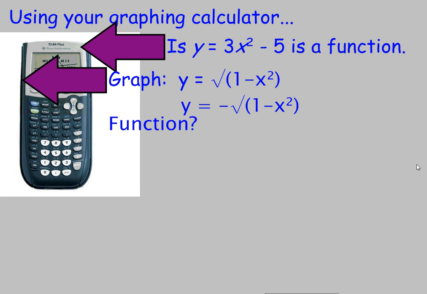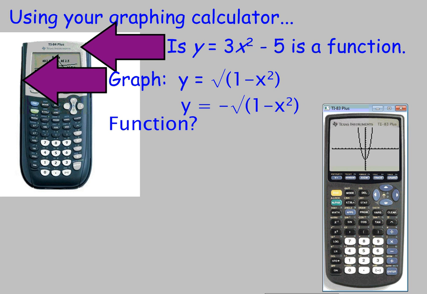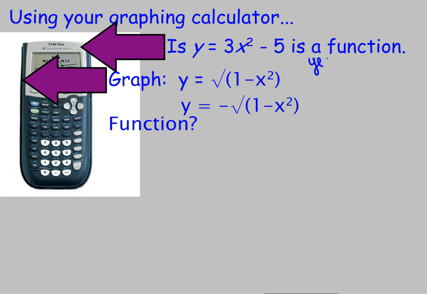If I put in this other one, it ends up looking like a circle, so it's not going to work. But let me just show you. I go second, square root of 1 minus x squared. On the bottom, negative square root of 1 minus x squared. If I look very closely, you can see it's a circle, so that's not going to work. So yeah, this one was a function. This one, not so much.